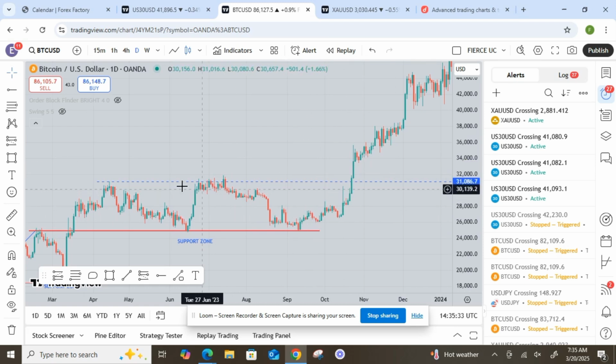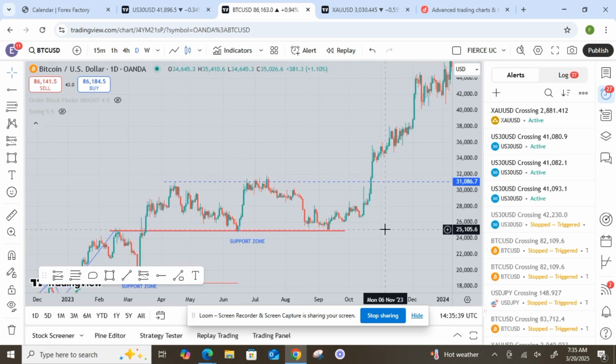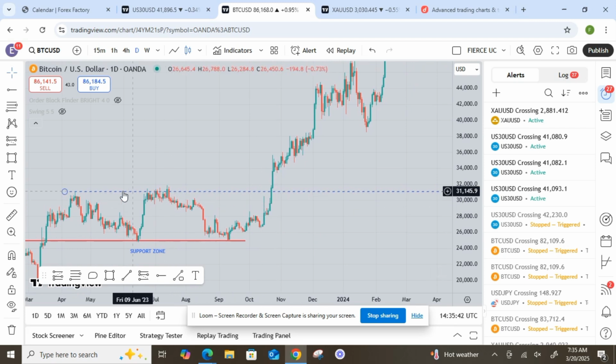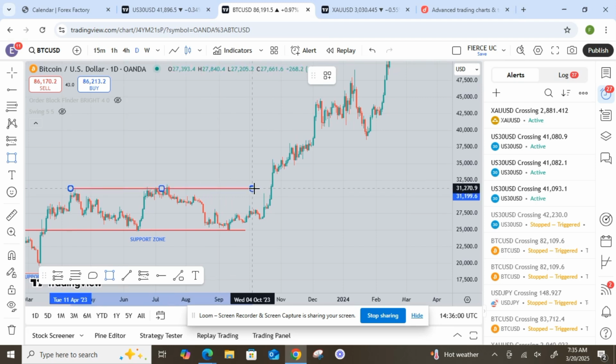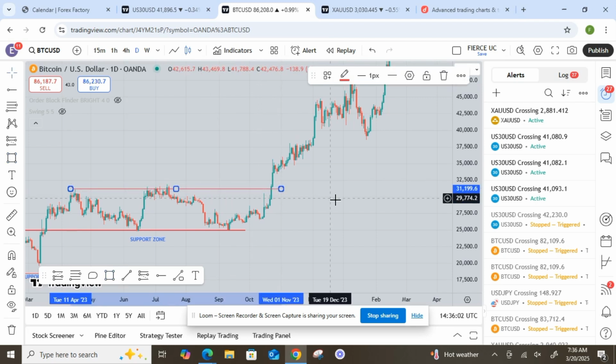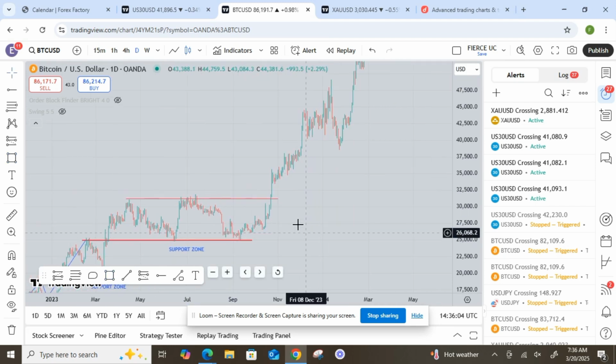It broke the previous high. No, it broke this one, right? So now this one is our new high, the one that it broke. Let me just use the rectangle too, so you see it properly. You see it now. So it has broken it, right?